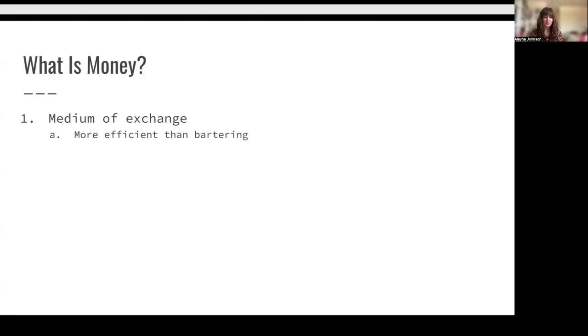And so this is called the double coincidence of wants. In order for bartering to work, it means that I want what you have and you want what I have. So money gives us freedom from that.